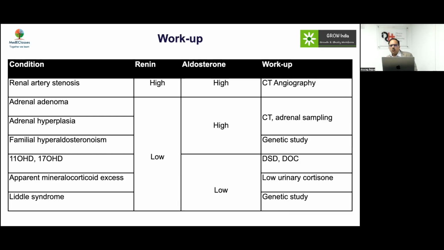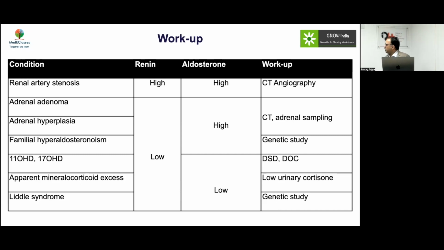If we talk now about the aldosterone level, the levels will be high in everybody except for apparent mineralocorticoid excess, Liddle syndrome, and CAH variant. So if you have low renin, low aldo, you're talking about either DOC or 11 beta HSD or Liddle syndrome. And finally, if you have renal artery stenosis, CT angio will give you a clue.